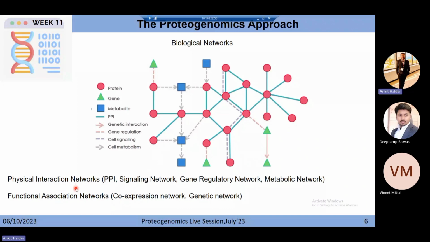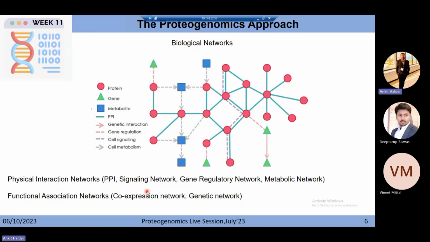It is important to understand these two, because whenever we are trying to cluster proteins or genes or metabolites, we need to understand how we are clustering. Whether we are clustering on the basis of physical interaction, where these proteins, genes and metabolites show very good interactions, or on the basis of co-expression, where when one particular protein or gene expresses, another protein or gene expresses too, or similar kinds of networks. So these are the two things.